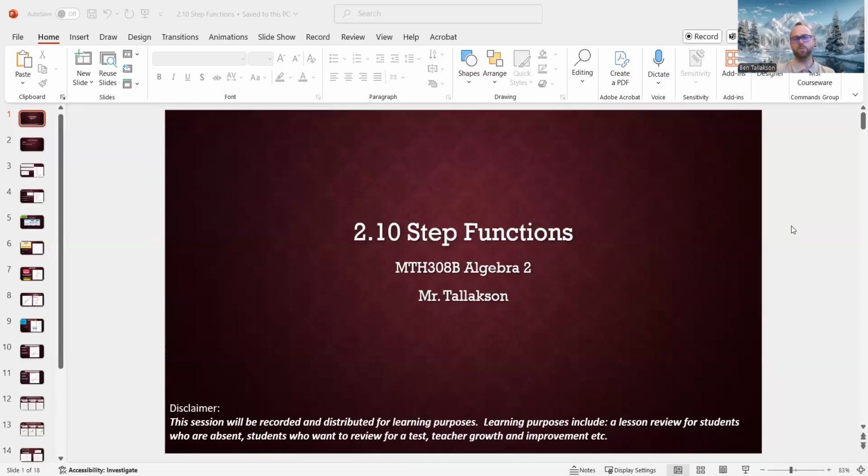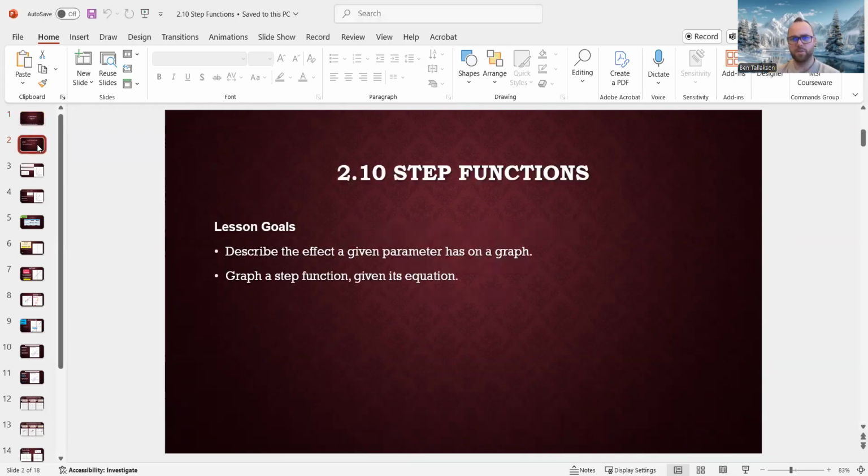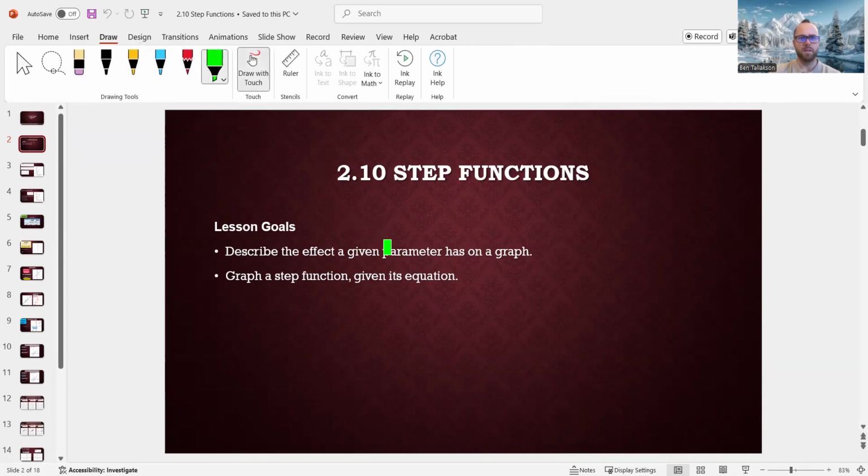It's time for 2.10 step functions. You already know this unit's all about different types of functions, and step functions are pretty unique. You're going to see them pretty soon. As always, describe the effect a given parameter has on a graph. We know that means the same thing as transformation.